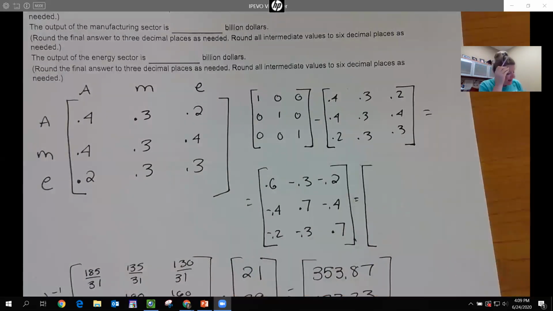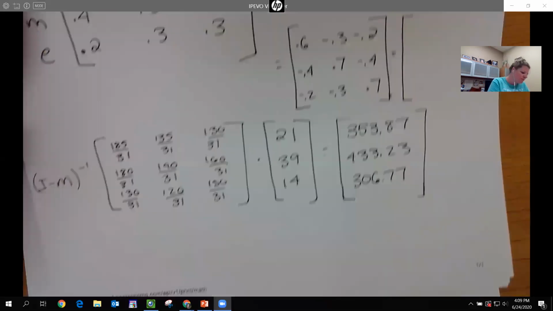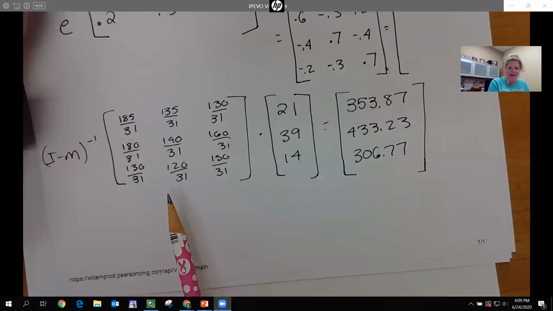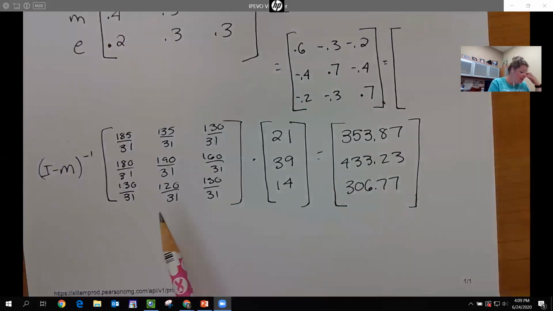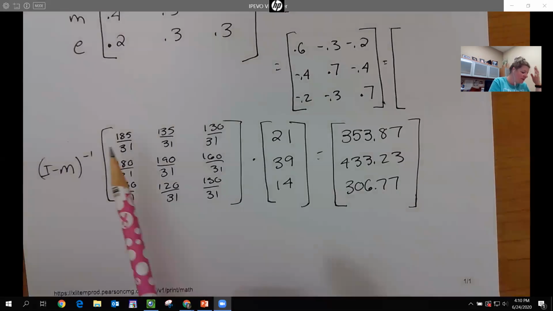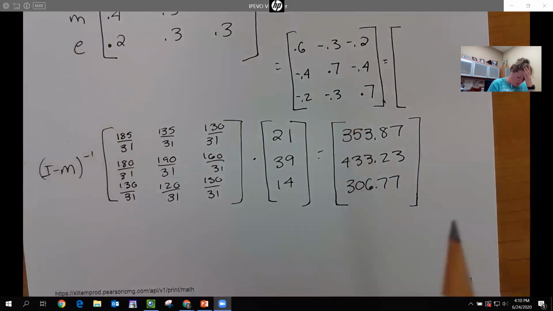Inverse, right? Inverse of this is not real pretty. It is this. You could get decimals, I don't know. And then you're going to times it, right? So this one times this one, this one times this one, this one times this one. Add them up and we get this, and so forth.